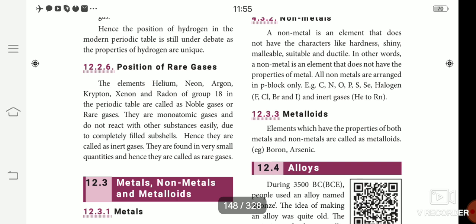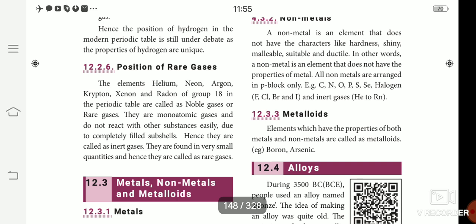These elements have completely filled subshells. Inert gases are found in very small quantities, so they are called rare gases. Rare gases means noble gases or inert gases. The noble gas elements are helium, He, neon, Ne, argon, Ar, krypton, Kr, xenon, Xe, and radon, Rn. These elements are present in group 18. This is the position of rare gases.